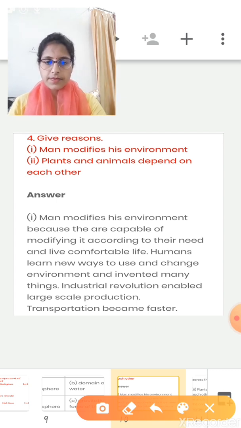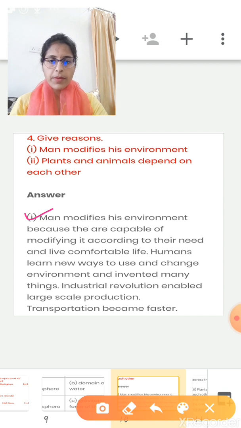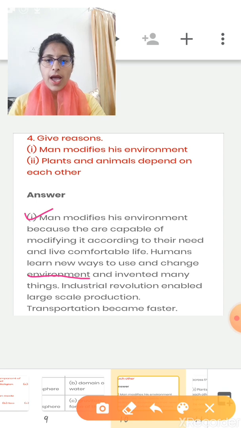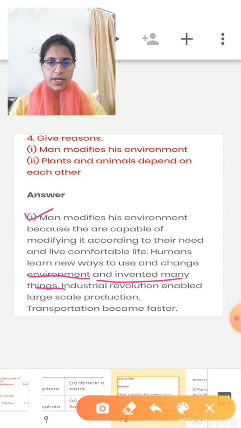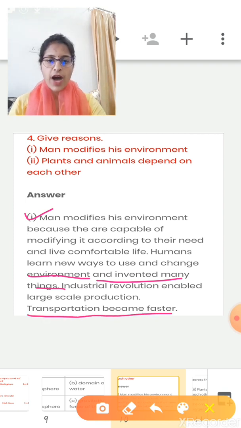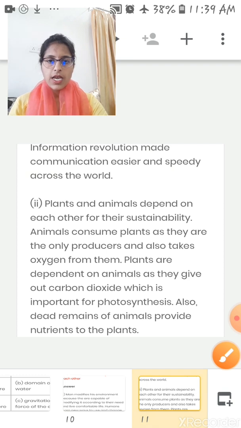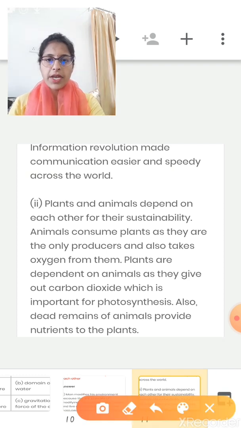So yes, man modifies his environment because he is capable of modifying it according to his need and living a comfortable life. Humans learn new ways to use and change the environment and invented many things. The industrial revolution enabled large-scale production. Transportation became faster. The information revolution made communication easier and speedy across the world.